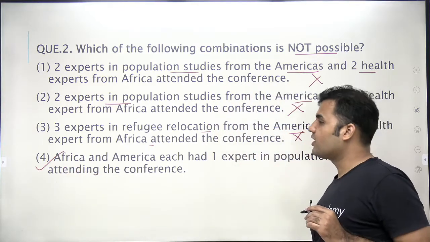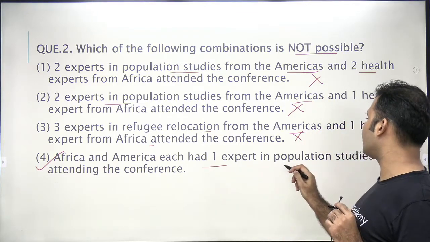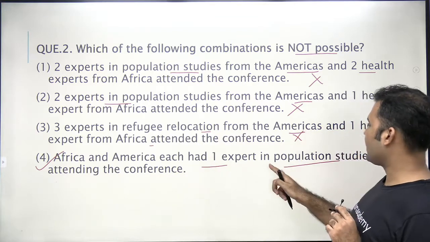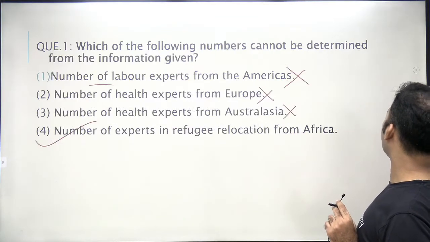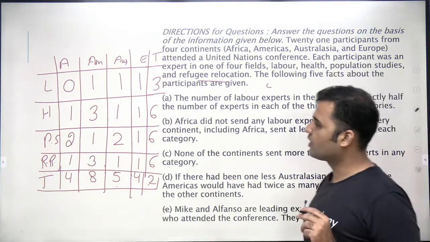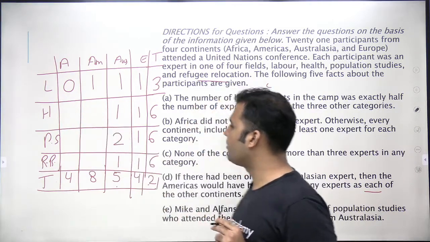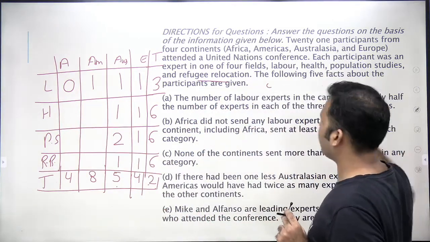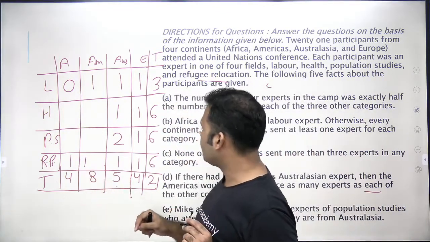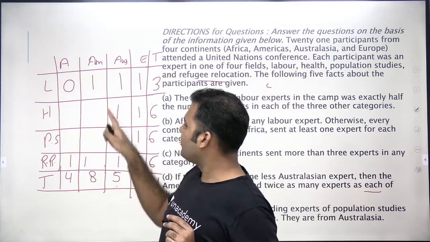Now let's also cross check why it is the answer. The question says Africa and America each had 1 expert in population study attending the conference. Now why this is not possible, let's also get to know the reason so that your picture gets completely clear. So the question says 1 from Africa and 1 from America in the refugee relocation. Now if you take this value as 1, you see that the total value is 8 here, and 1 is coming here, 1 is coming here.